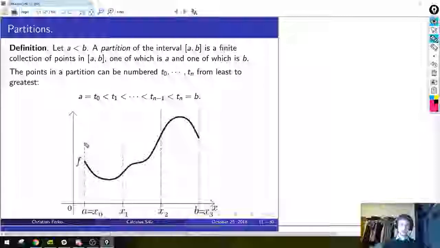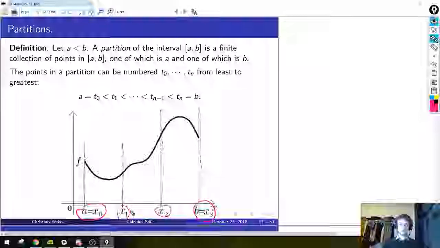Right, so here's the picture. Here I've shown a partition that has 4 points. One of them is a, so that's the left endpoint, and then as you see, one of the points is b, the right endpoint, and then I've just put in 2 other points, say x1 and x2. So you just choose a collection of points in the interval so that you have both endpoints in your collection.